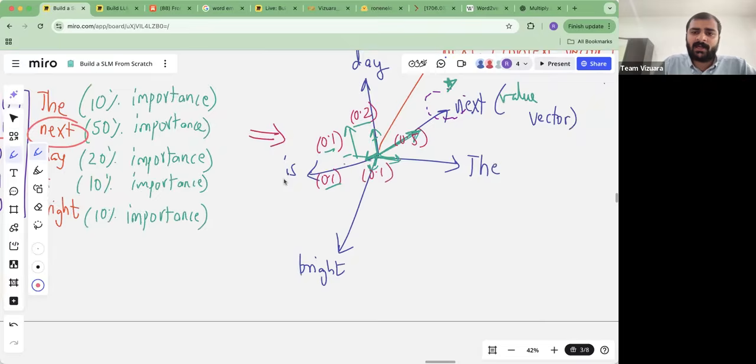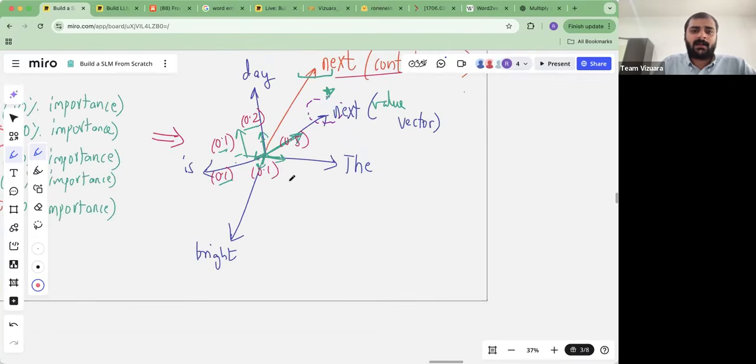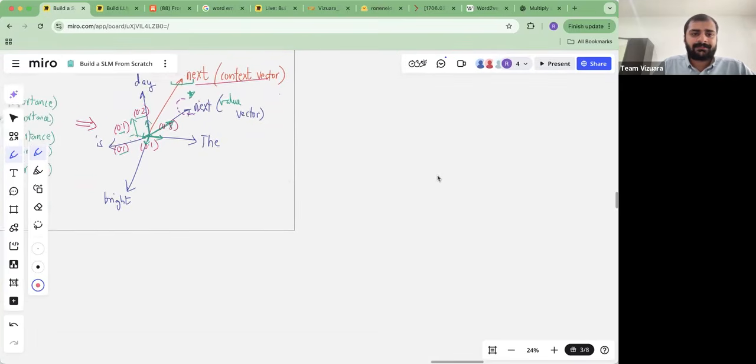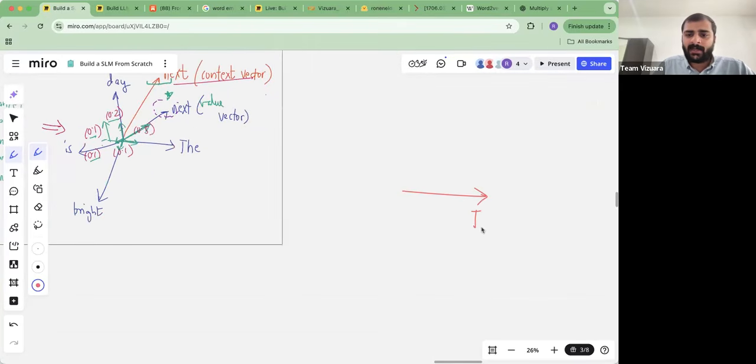So the way it's calculated is like this. You have, let me draw it again. The next day is bright. Okay. Before coming to the attention matrix, this next was just an input embedding vector.